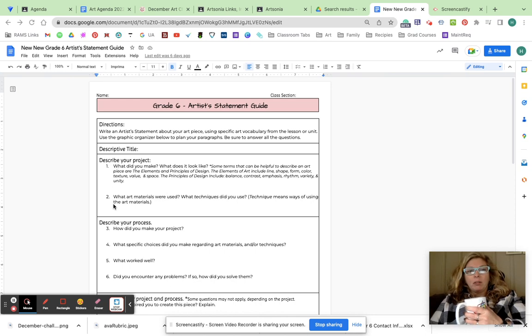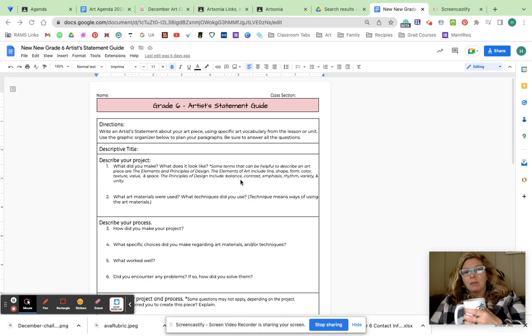Then for questions one and two, you're describing the project. You're going to describe what you made and what it looks like. Some terms that we use in the lessons and units are the elements and principles of design, like line, shape, form, color, texture, value, and space. So you might talk about the kinds of lines, straight lines, curly lines. You've used a lot of triangles or circles. Maybe for color, you can talk about the color schemes.